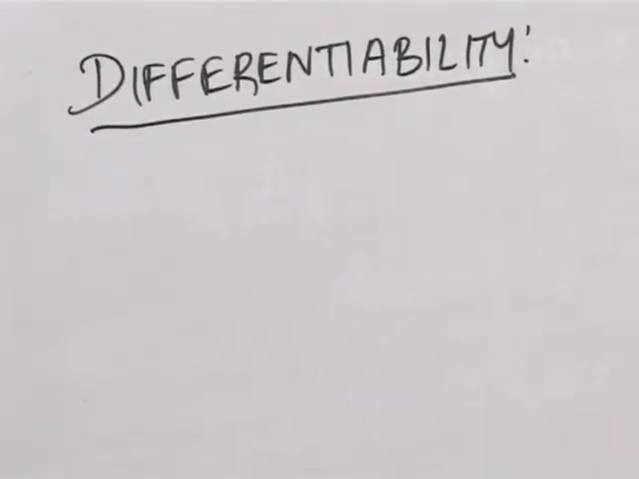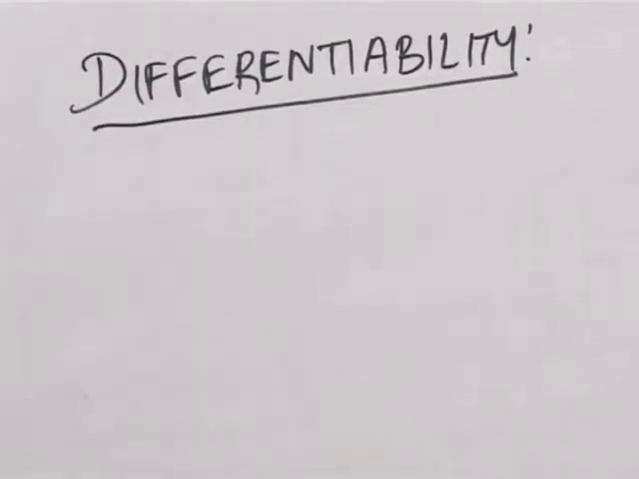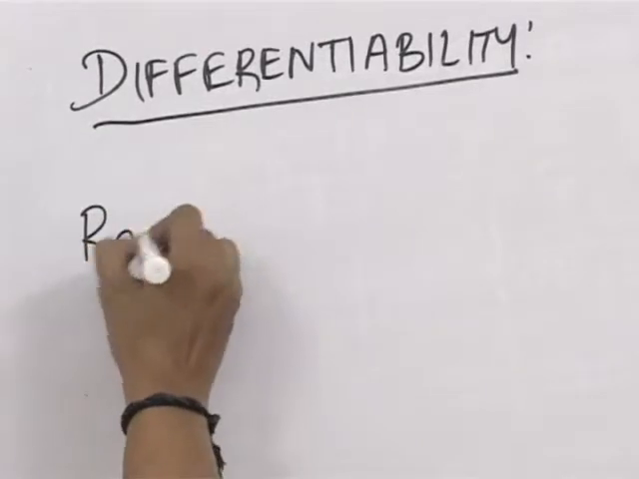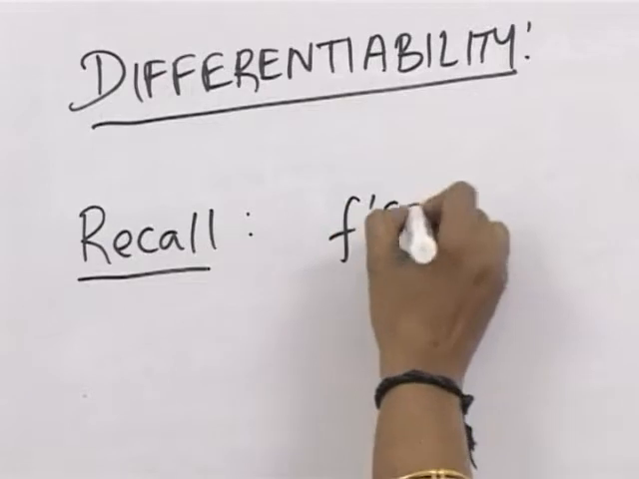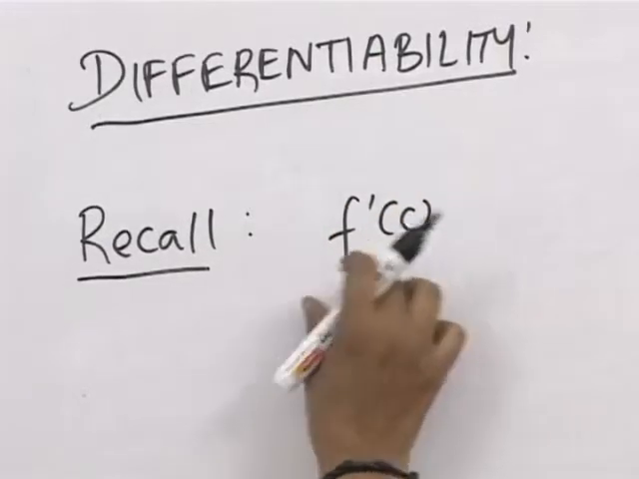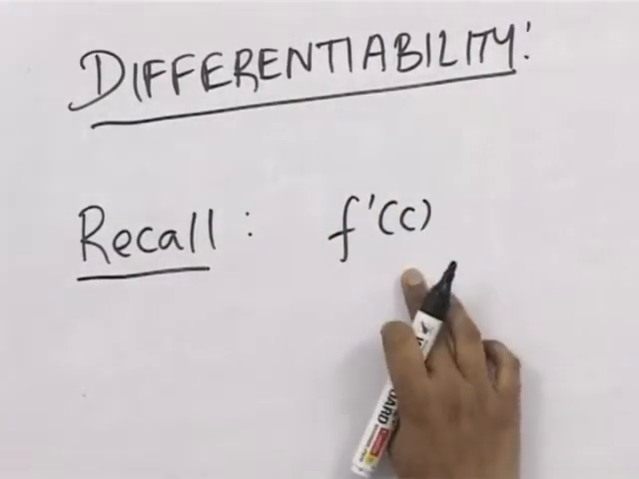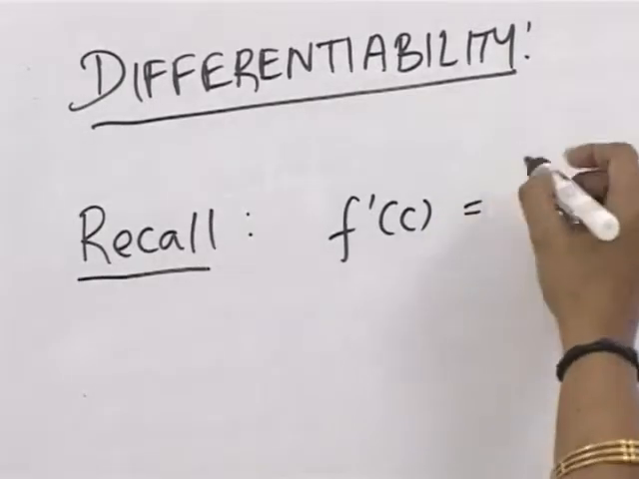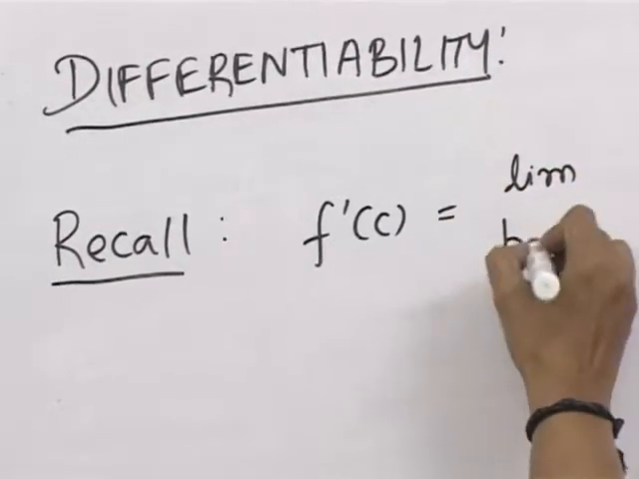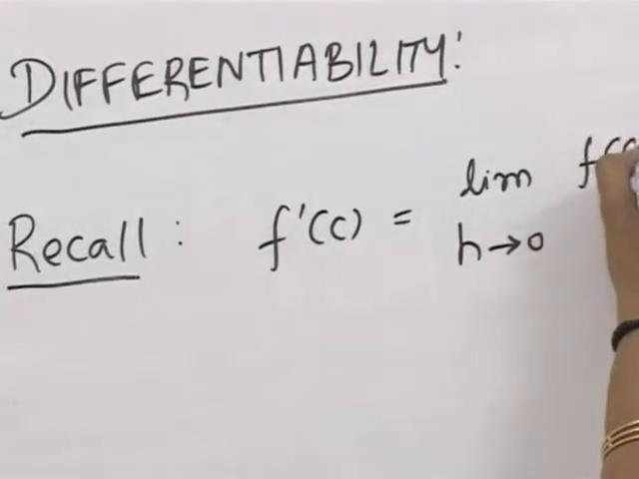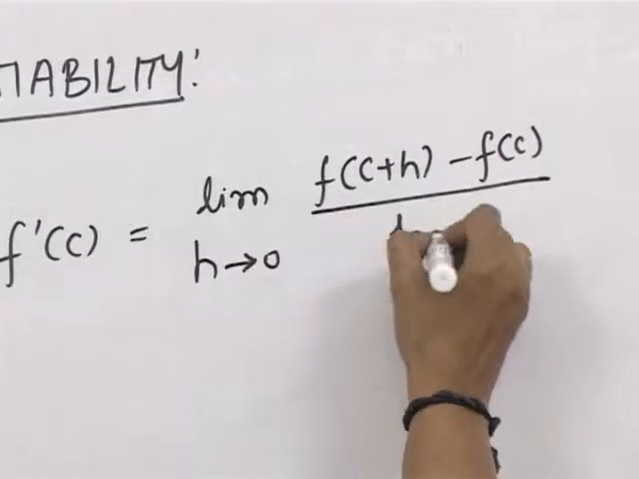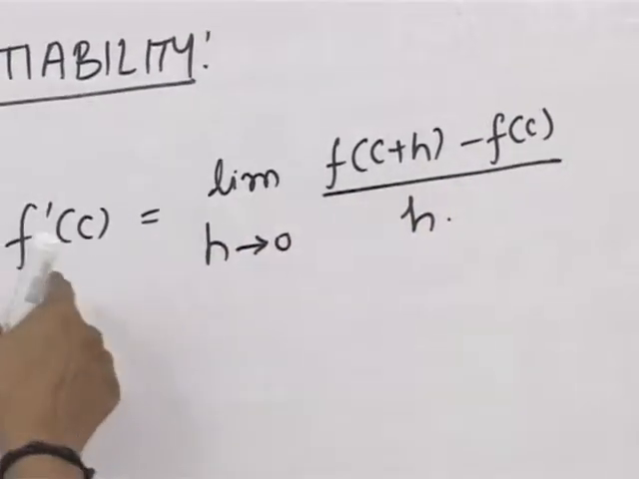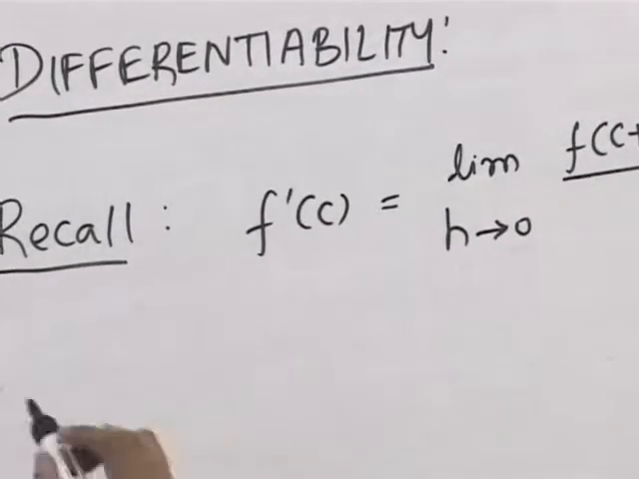Now we have to find out the conditions of differentiability of a function. Now let's recall some of what we have already learned. f'(c), which is nothing but the derivative of the function f(x) at the point c, is nothing but limit as h tends to 0 of [f(c + h) - f(c)] divided by h. Now this is the derivative at a point denoted as f'(c).